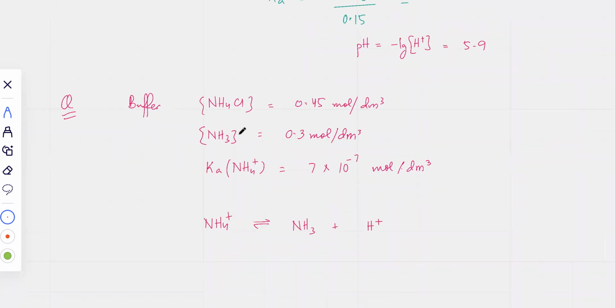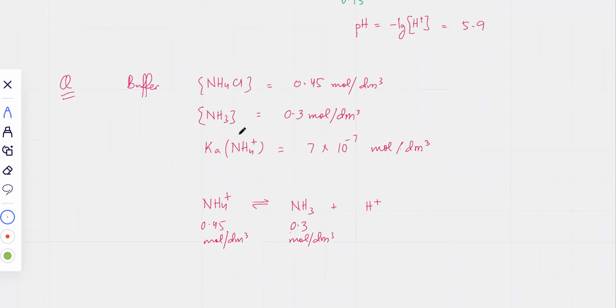So you have the concentration of NH4 plus 1, which is 0.45 mole per dm cube, and you have the concentration of NH3, which is 0.3 mole per dm cube. And what you can do is you can just find K. K is already known, that's 7 times 10 power minus 7. So you just do products over reactants, or conjugate base into H plus 1 concentration. So that's 0.3 times the concentration of H plus 1 divided by 0.45.